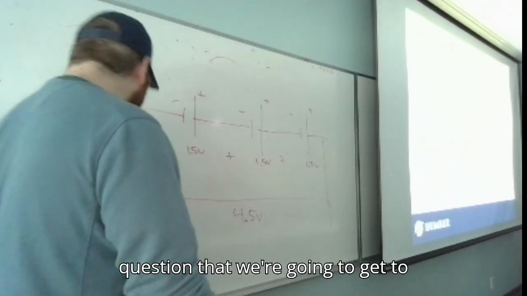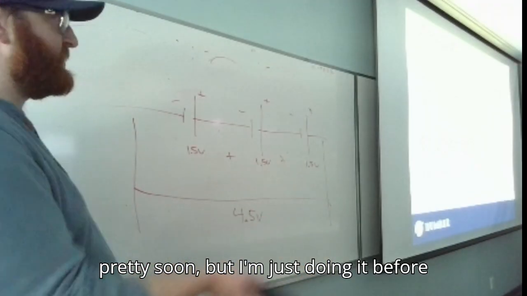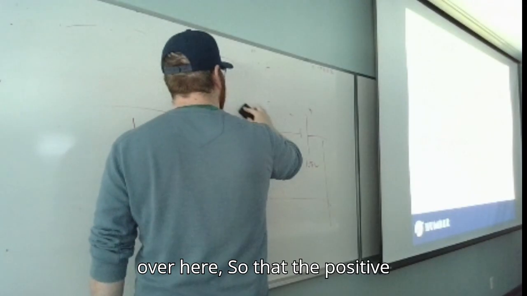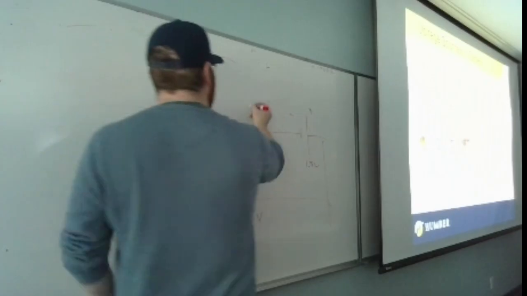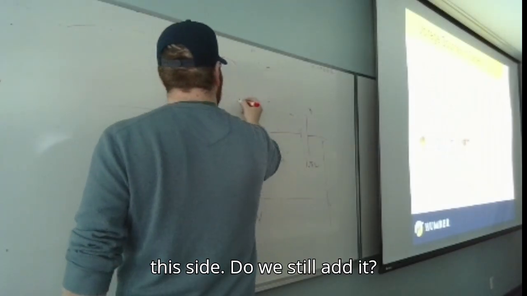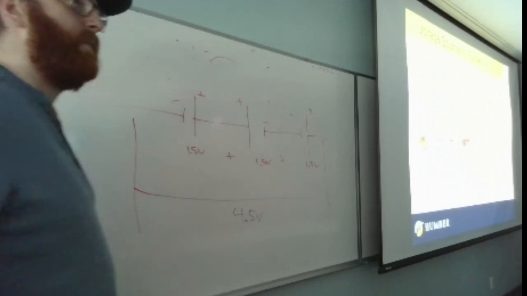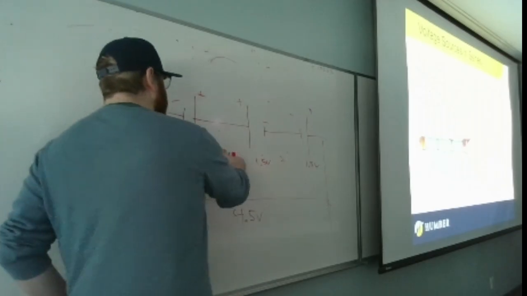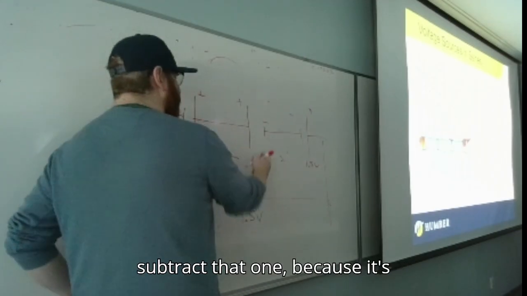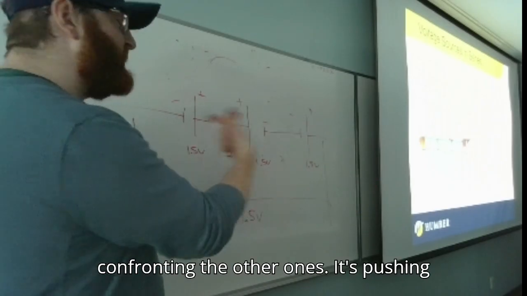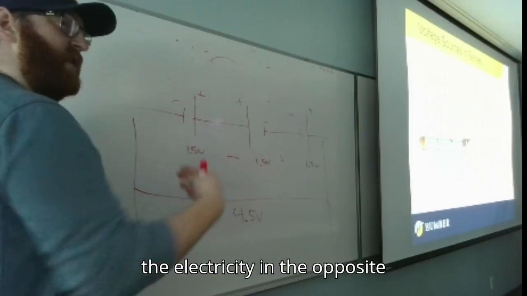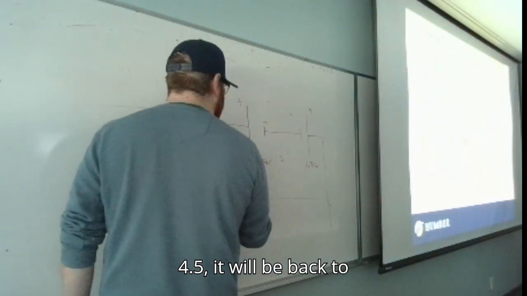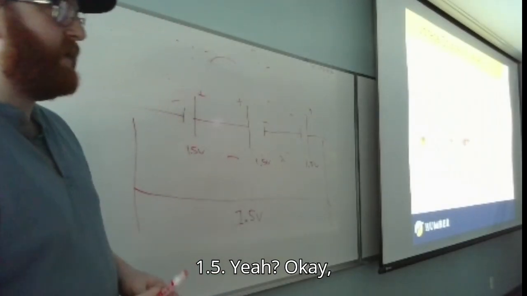Now here's the question that we're going to get to pretty soon, but I'm just doing it before the slides. If we were to flip this one over here so that the positive is on this side and the negative is on this side, do we still add it? What do we do with it? Subtract it. Exactly. So if it was like this, then we subtract that one because it's confronting the other ones. It's pushing the electricity in the opposite direction. So instead of it being 4.5, it will be back to 1.5. Yeah? Okay, we'll get to that in a minute.